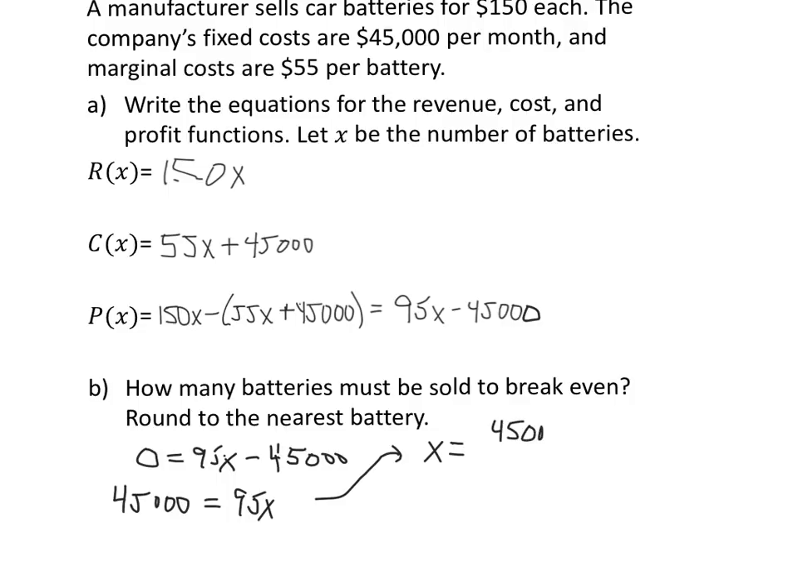45,000 divided by 95 is equal to, take a minute, use a calculator if you need to, 473.6 and some other digits, which will give us an answer of 474 batteries rounded to the nearest battery.